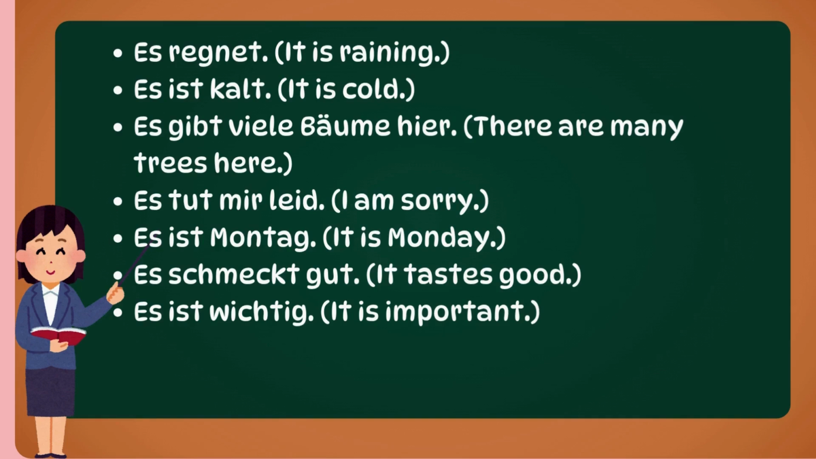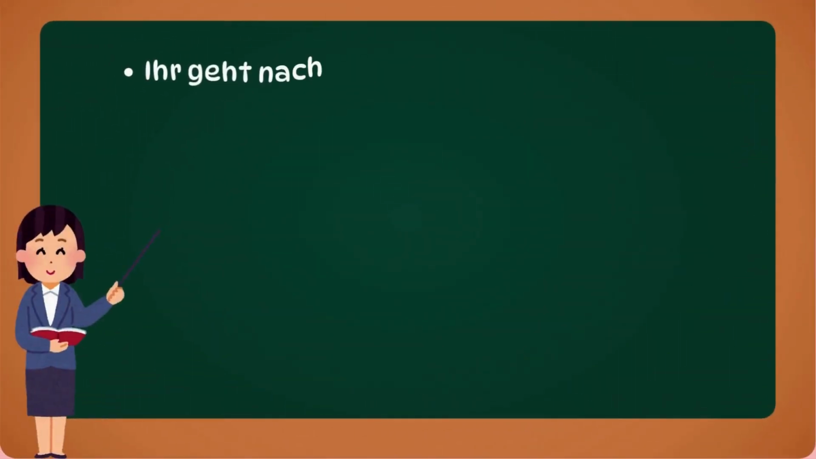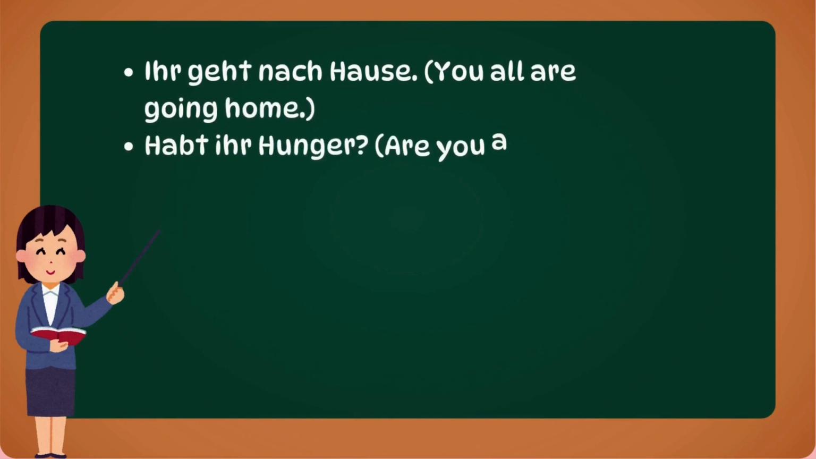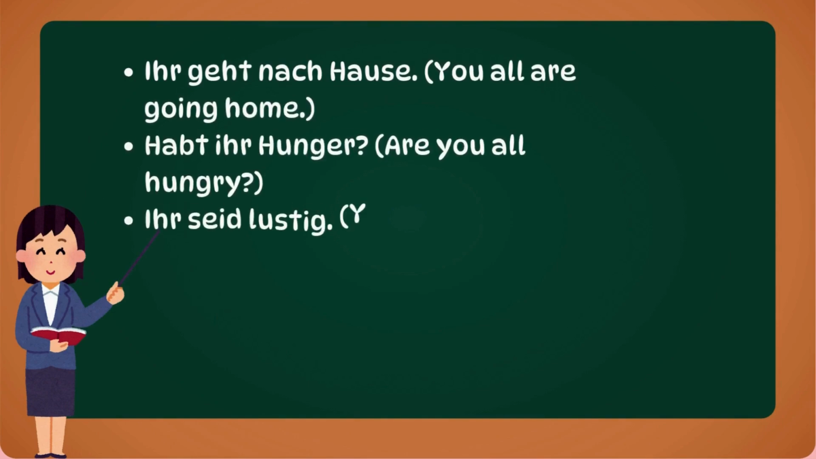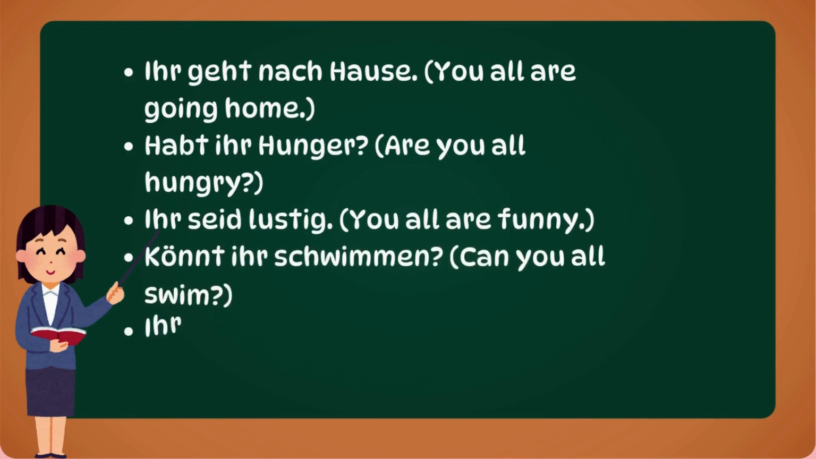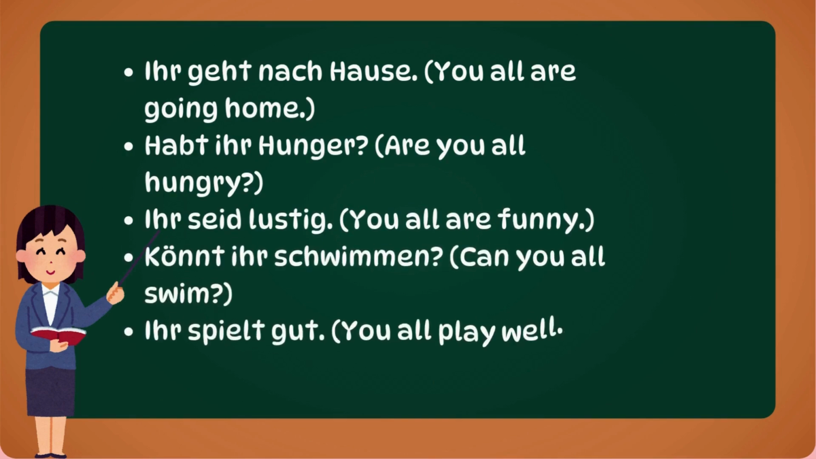Example number 7. Es ist wichtig. Once again, es ist wichtig, which means it is important. Next pronoun is ihr, which means you all. Example number 1. Ihr geht nach Hause. Once again, ihr geht nach Hause, which means you all are going home.